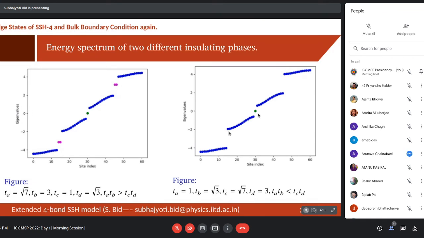This can happen. Yeah, so you mean that trivial means that you are seeing an edge state, but the corresponding bulk does not have any topological invariant. Yeah. Okay. That means it can happen. But in general, if all the symmetry conditions are maintained, like time reversal or chiral, then this should not happen.